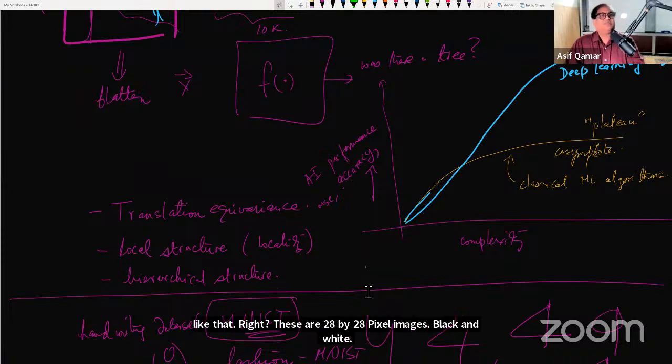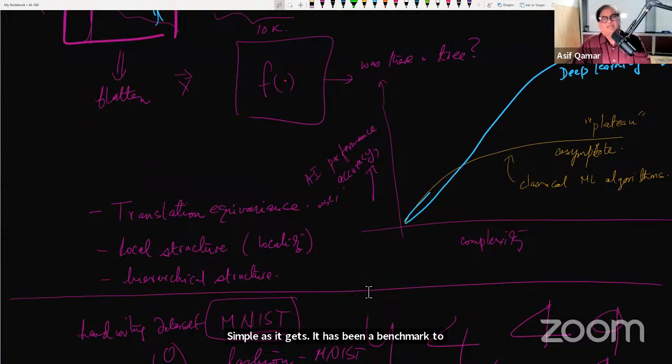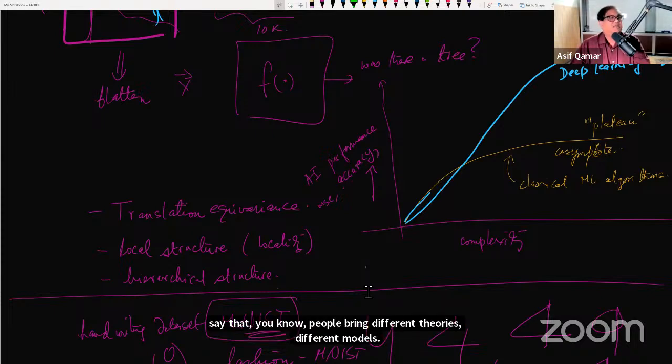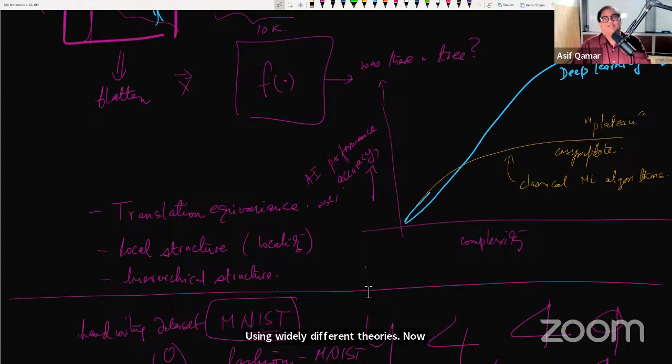It has been a benchmark to test how well different algorithms work. It has been a tradition in machine learning that people bring different theories, different models, using wildly different theories. Now, the field is so vast that nobody has the time to go read all the theories. So let's put up a benchmark to measure all those things with. In the spirit that the proof of the pudding is in the eating, you bring all your fancy theories, but at the end of it, you have to prove that you can achieve state of the art performance.